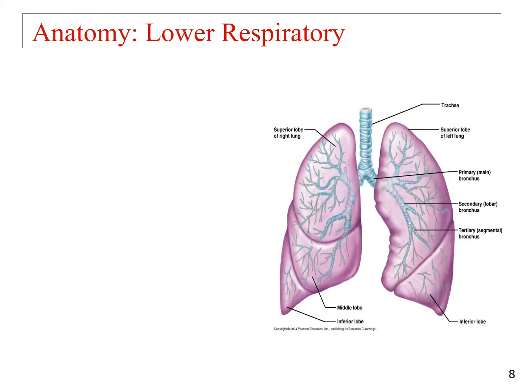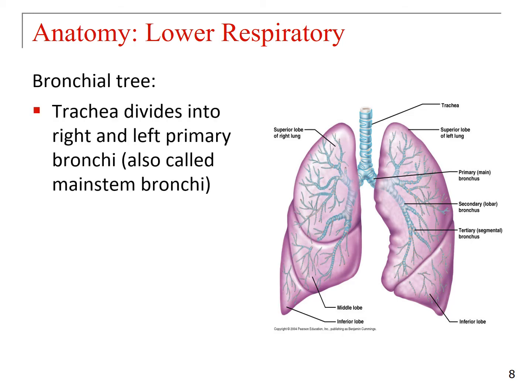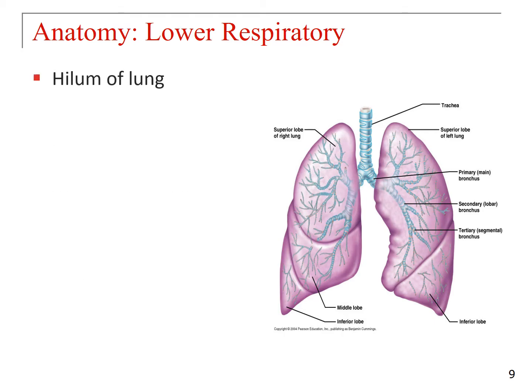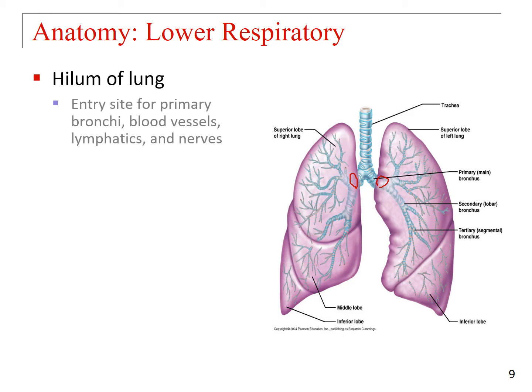Okay. So let's talk about the lower respiratory system. And to talk about that, we've got to talk about the bronchial tree. So the trachea divides into the right and left primary bronchi, and these will branch into smaller and smaller airways that end in terminal bronchioles. So these will enter at the hilum of the lung. The hilum of the lung is not really well pictured here, but it's going to be this point right back here where the bronchi actually enter the lung. And you're also going to see blood vessels entering and leaving the lung, and nervous supply entering and leaving the lung at the hilum.